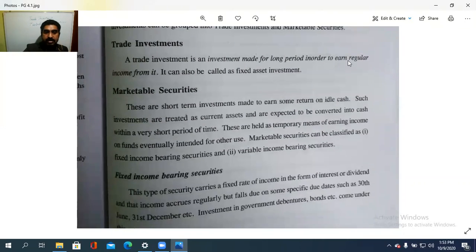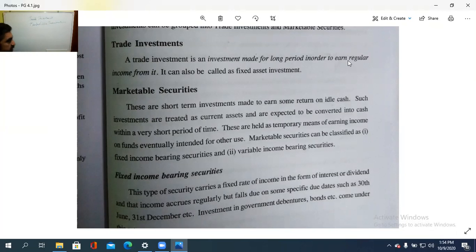Then what is a marketable security? These are short-term investments made to earn some return on idle cash. Such investments are treated as current assets and are expected to be converted into cash within a very short period of time. That is, shares, isn't it? Marketable securities, that is, the life span is for a short period of time. These are held as temporary means of earning income on funds eventually intended for other use. Therefore, marketable securities can be classified into fixed income bearing security and variable income bearing security.